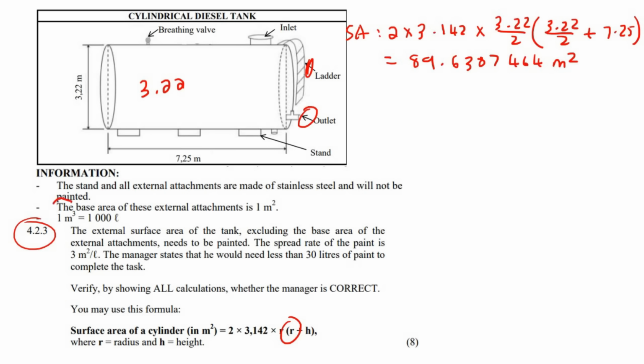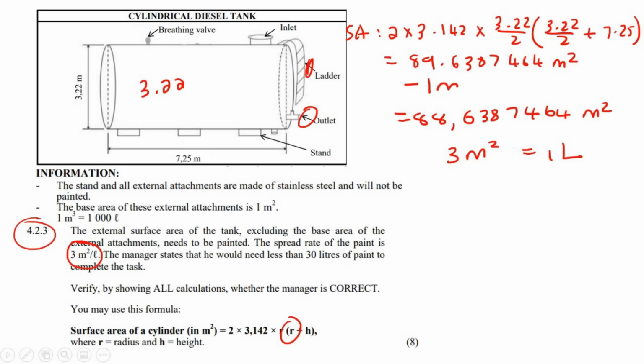So they told us here that the area of all of the external attachments is 1 meter squared. So we can minus 1 meter, and that means it's now 88.6387464 meters squared. That is the total area that we are actually going to have to paint now. Okay, now they've told us that if we need 3 meters squared, that'll be the equivalent of having to need 1 liter of petrol.